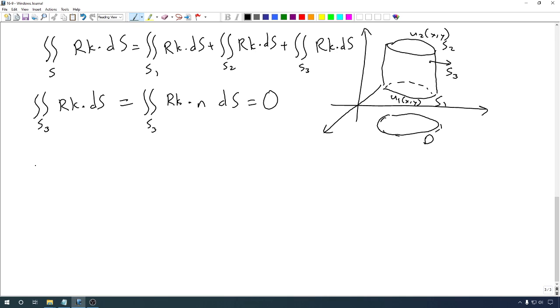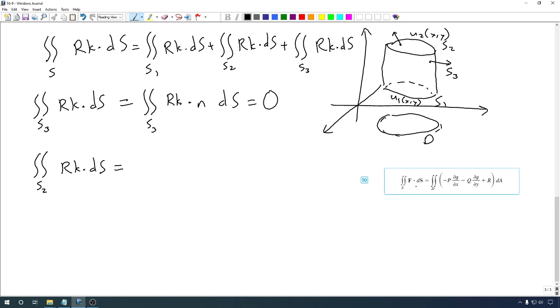Moving on to S2. Well, on S2, this is our top surface. The normals here don't have to be vertical, but they are all upwards. We can't have downward ones because this has to actually be the graph of a function. And because we can treat this as the graph of a function, we have a formula for the surface integral over a graph.